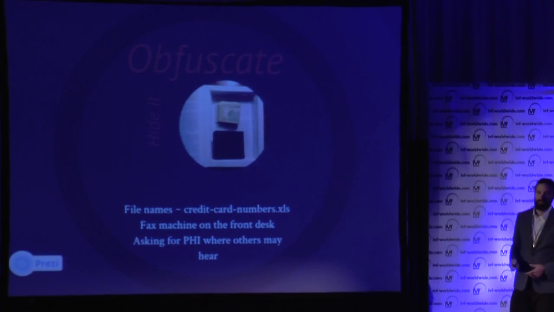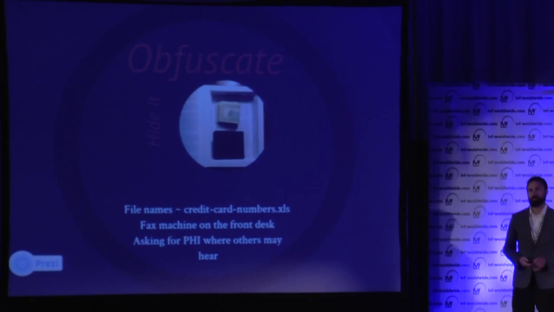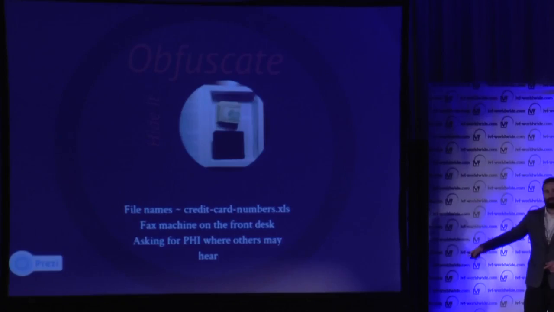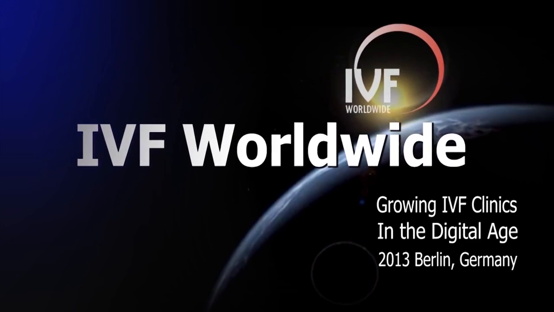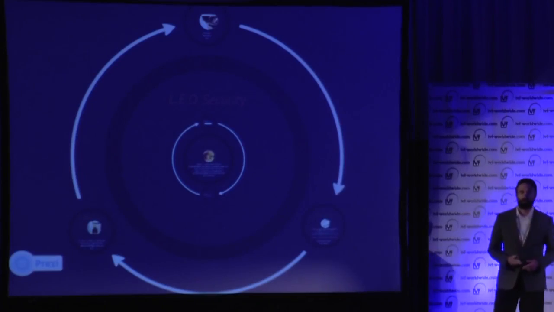A fax machine on the front desk where patients can access it. Or in your front lobby, you're asking for patients' personal information that other patients around can hear. You need to not do that. So you can change maybe the way that you ask, maybe make it written, or ask for other identifiers that might not be as revealing as social security numbers and things like that. So those are the principles: limit, encrypt, obfuscate.